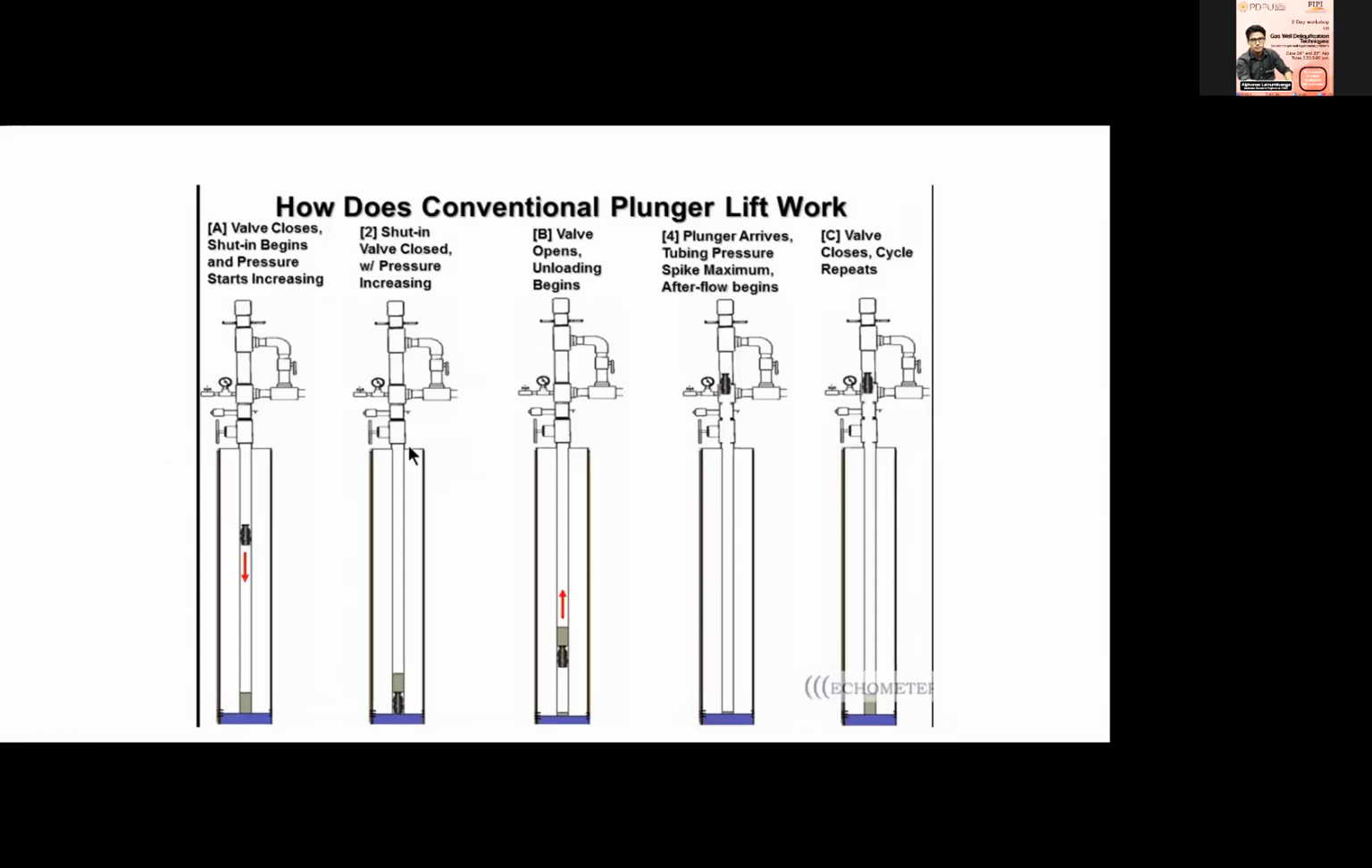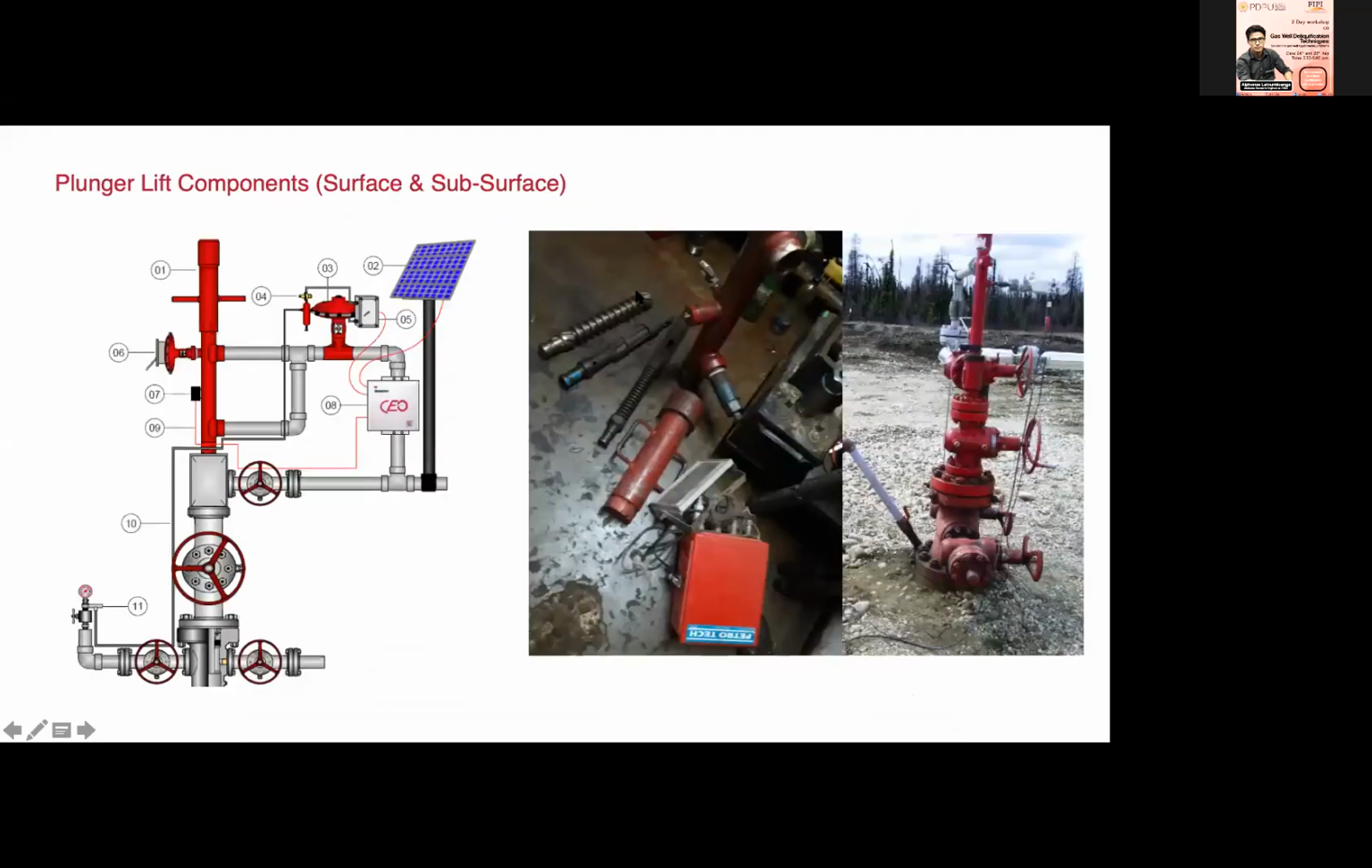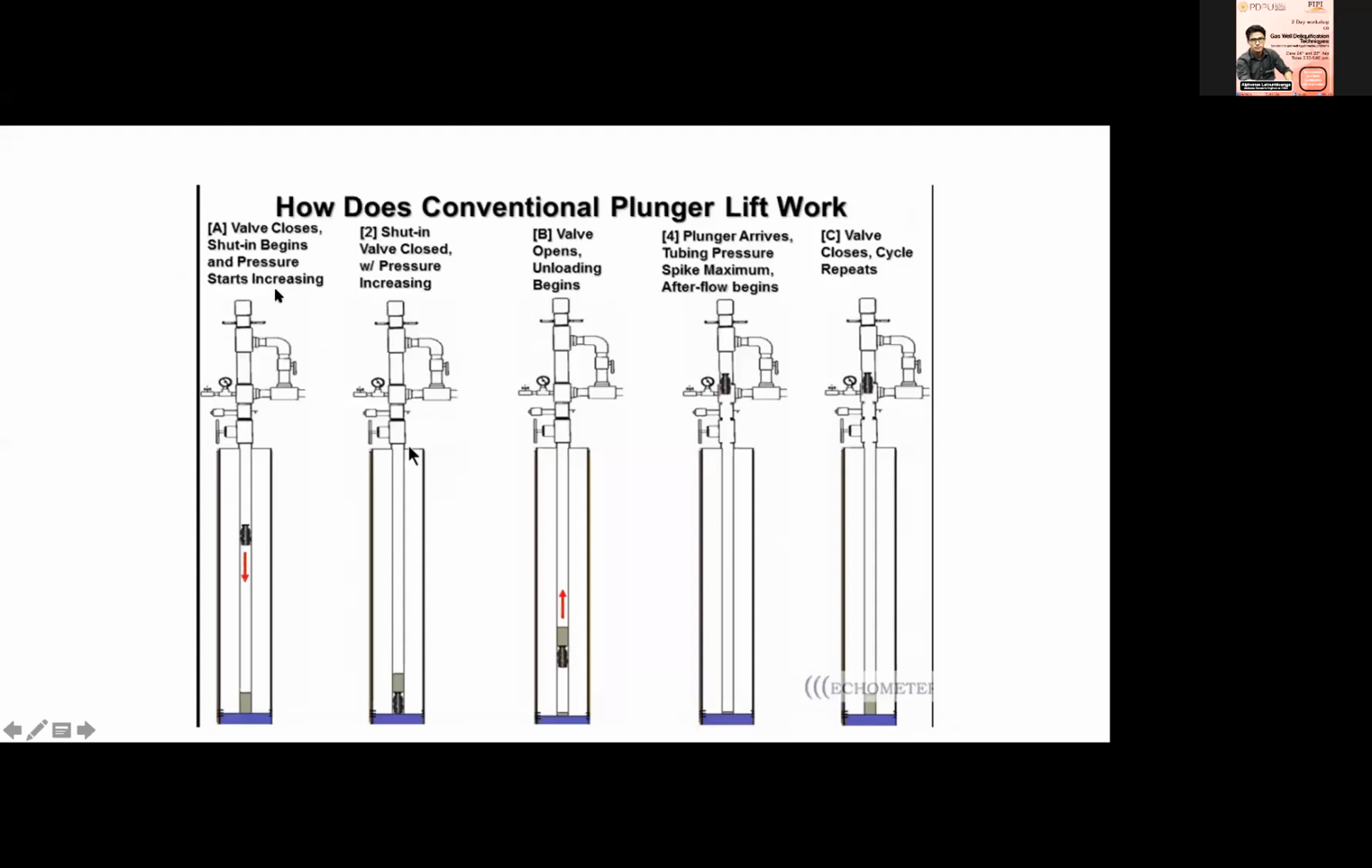In plunger, we have two types of plunger: the conventional plunger and continuous plunger. This is a conventional plunger, the bar stock type. In a conventional plunger, you are going to have your valve shut, and then you have to open it again. Now you put your plunger in the plunger catcher, and you close the motor valve. Your plunger falls to the bottom.